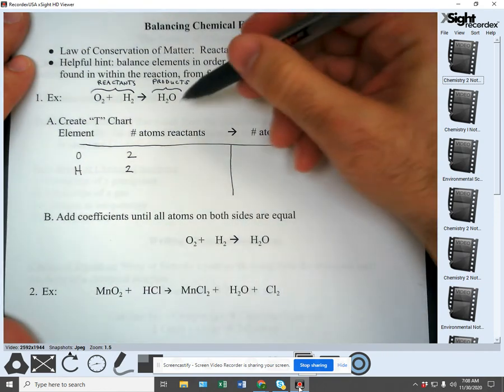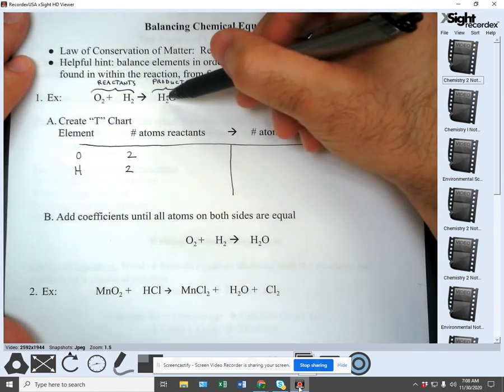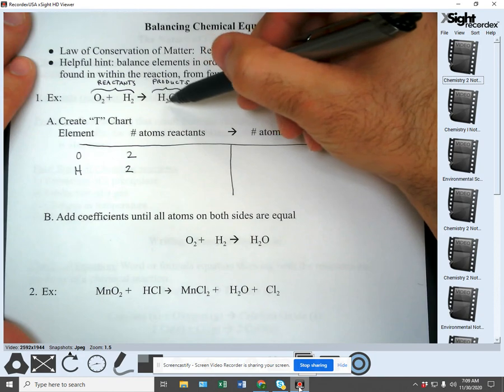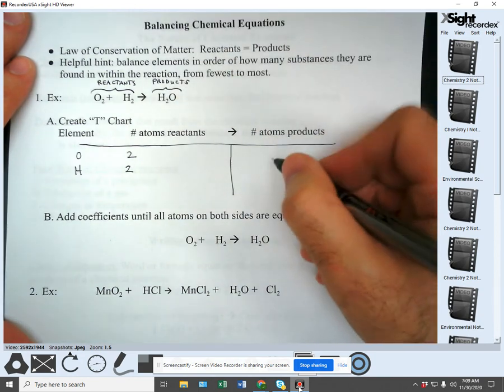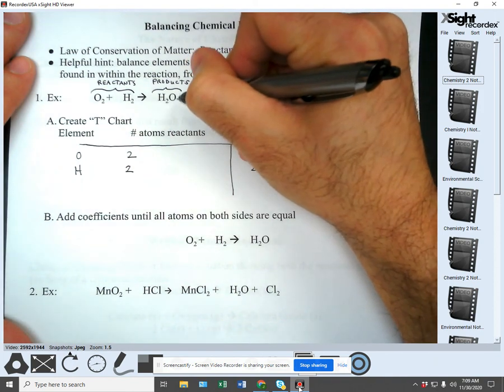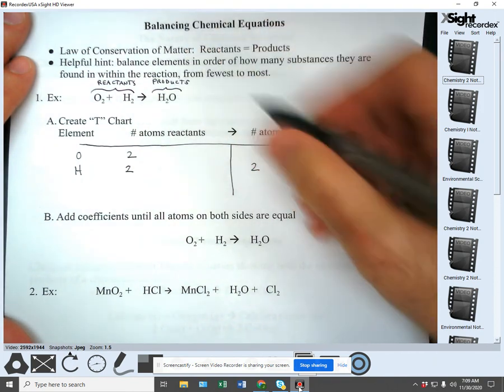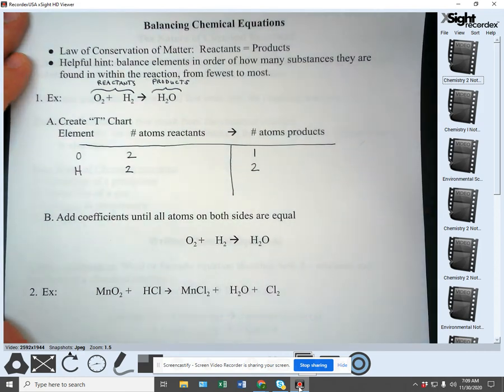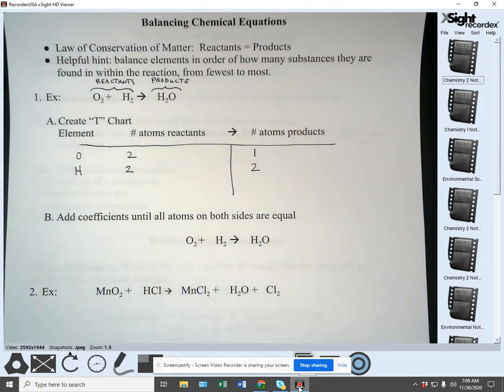On the right side, on my product side, I've got 2 hydrogen. And there's nothing down here, so there's nothing there, it's just 1. So 1 oxygen. Okay, so that would be my T-chart. That would be what I start with.